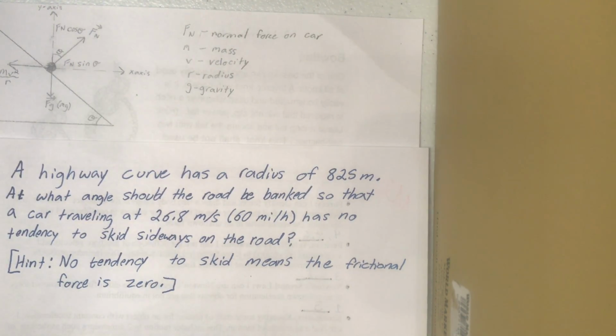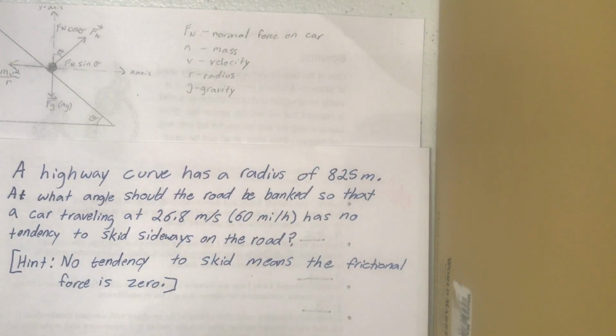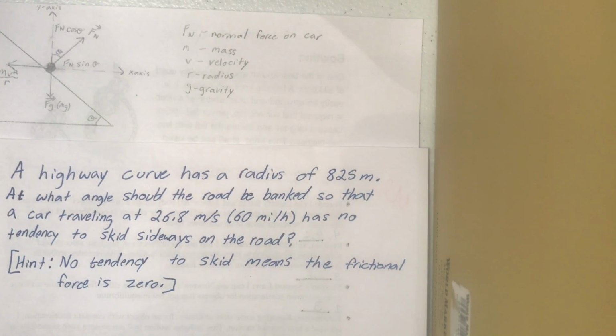Alright, well, this is my reassessment, and the problem is a highway curve has a radius of 825 meters. At what angle should the road be banked so that a car traveling at 26.8 meters per second, or 60 miles per hour, has no tendency to skid sideways on the road? Hint: no tendency to skid means the frictional force is 0.